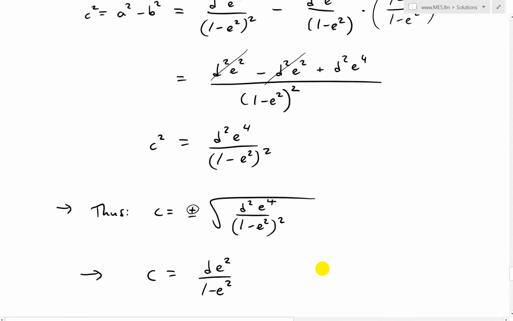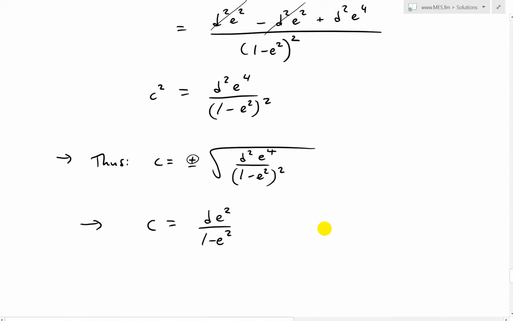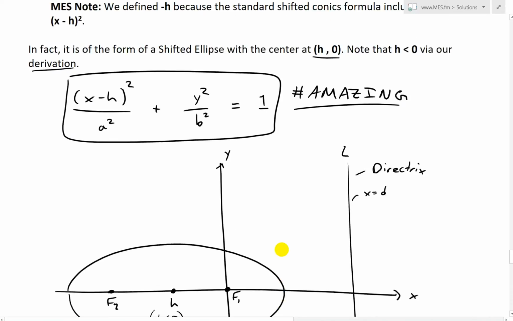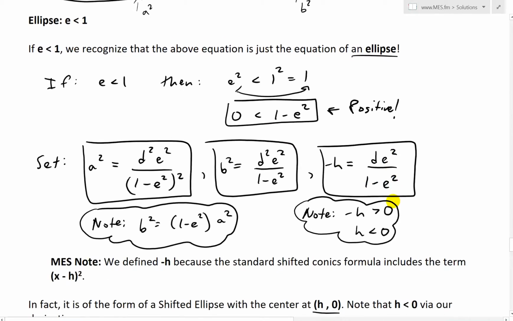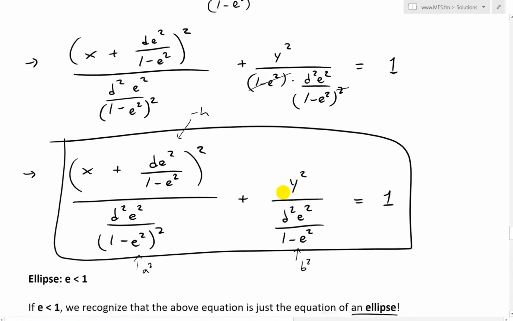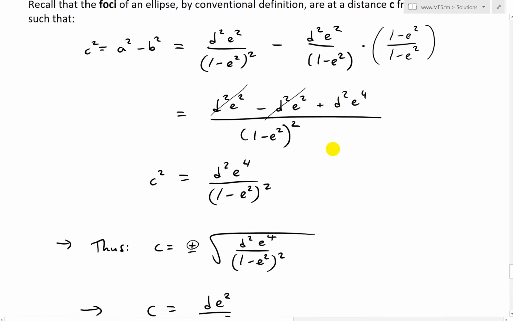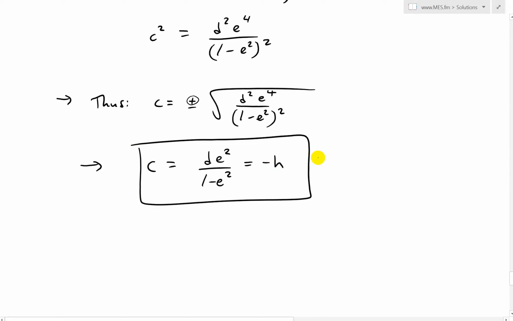But notice what we have here. c is equal to d e squared over 1 minus e squared. If we scroll all the way up, what do we have here? That's just negative h there. So that is in fact negative h, d e squared over 1 minus e squared. So this equals negative h. Unreal. And this is another hashtag amazing part as well. Okay, this is pretty amazing stuff here.